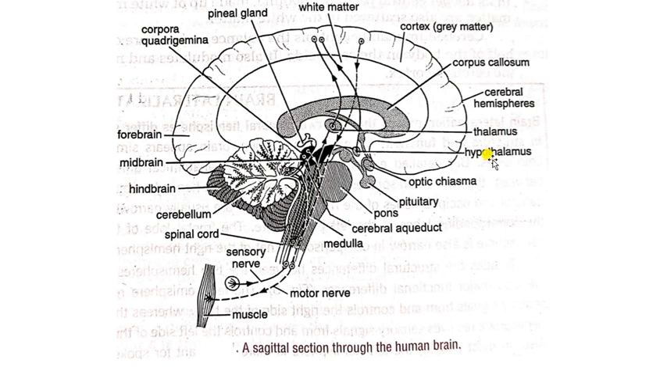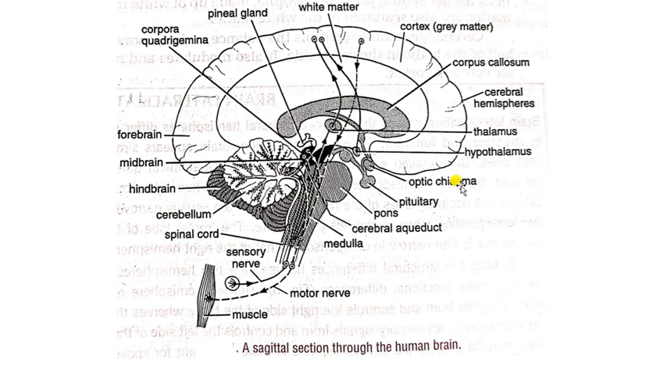Then we come to the hypothalamus. Hypothalamus lies at the base of the thalamus. It is visible in the ventral view of the brain and consists of masses of grey matter called nuclei, a collection of nerve cells. Along with thalamus, the hypothalamus forms diencephalon. A cross of two optic nerves is present in front of the hypothalamus and it is called optic chiasma.